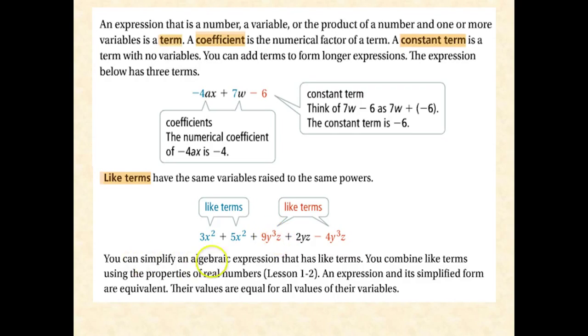You can simplify an expression that has like terms. You combine the like terms using the properties of real numbers. And then you're simplifying. And it's all wonderful. And we love it.